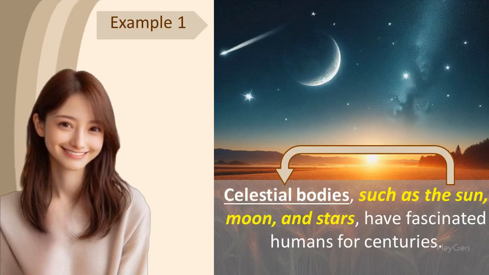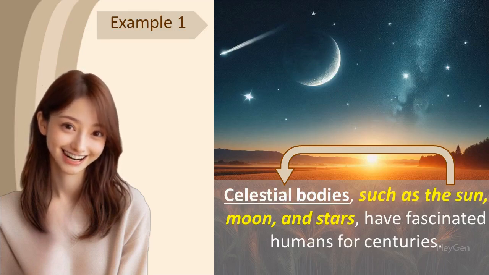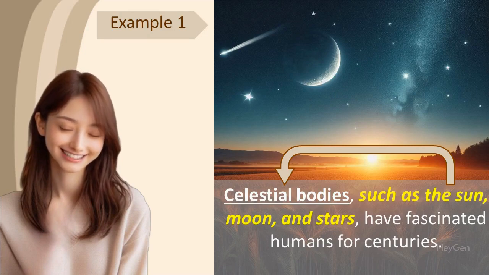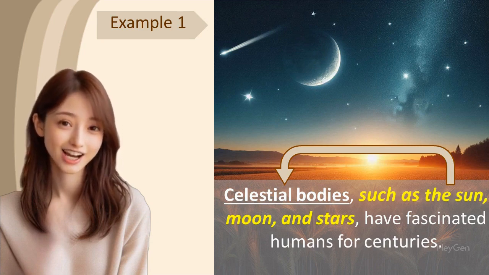To begin with, celestial bodies such as the sun, moon, and stars have fascinated humans for centuries. We can see that the words "such as" indicate that the sun, moon, and stars are examples of celestial bodies, or natural objects located outside of our Earth's atmosphere.